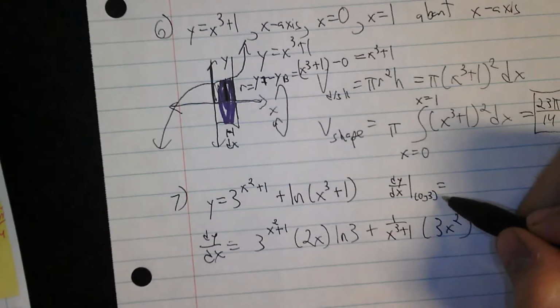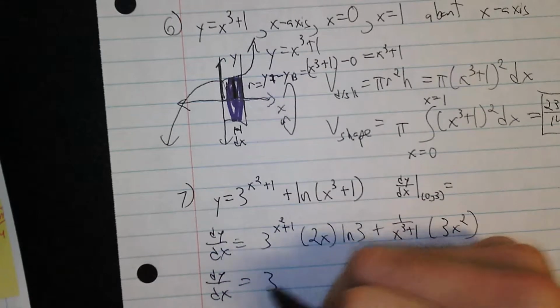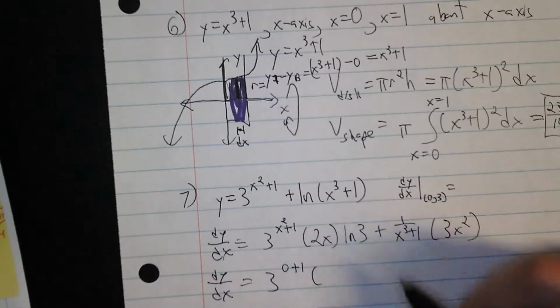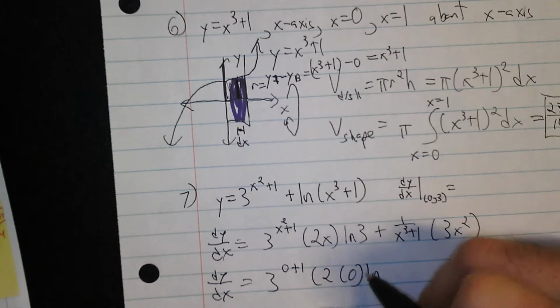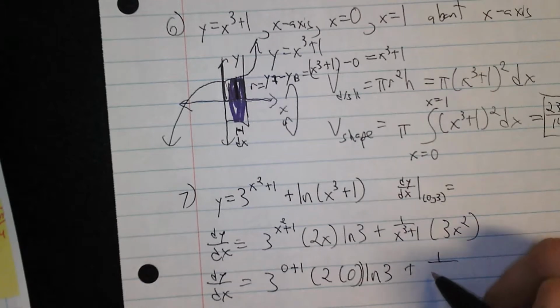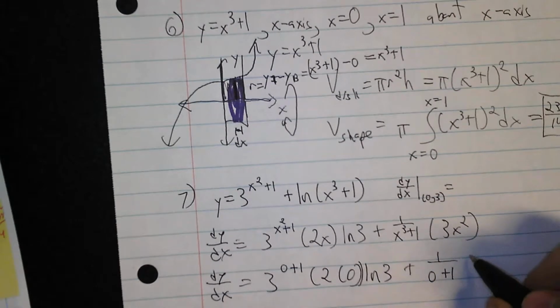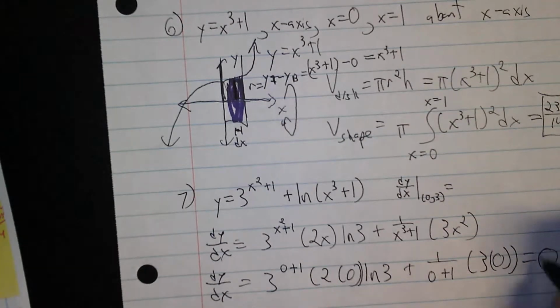Now, all you have to do is plug in this ordered pair (0, 3), so you get dy/dx equal to 3 to the 0 plus 1 times 2 times 0, natural log of 3, plus 1 over 0 cubed plus 1 times 3 times 0, which clearly equals 0.